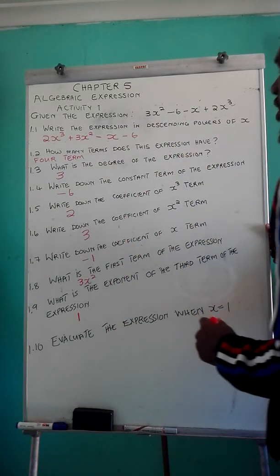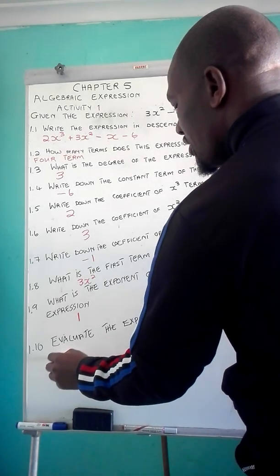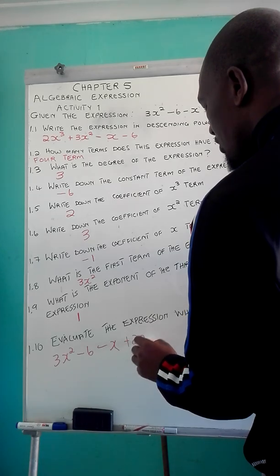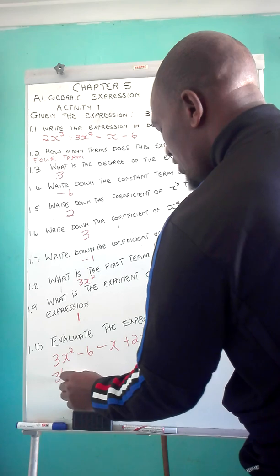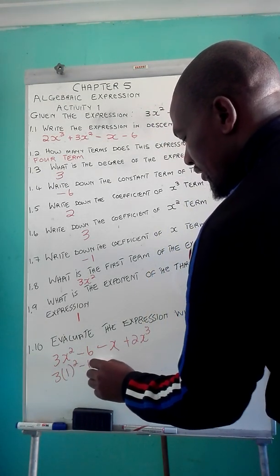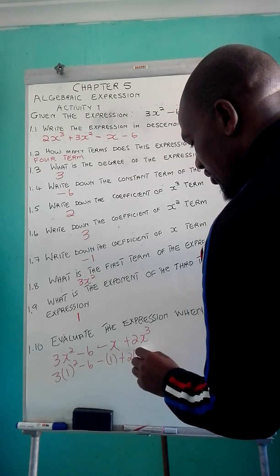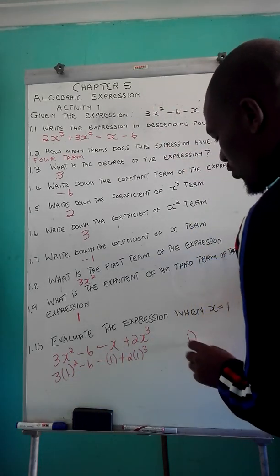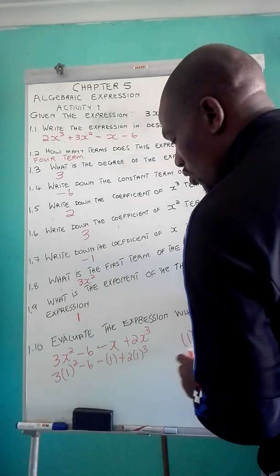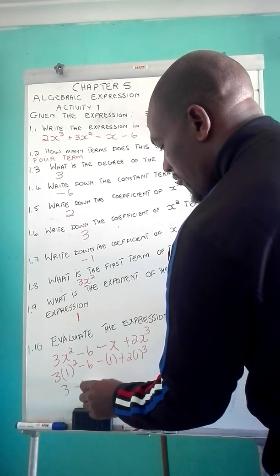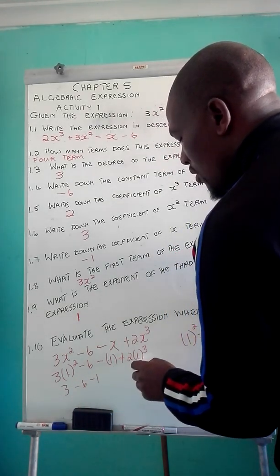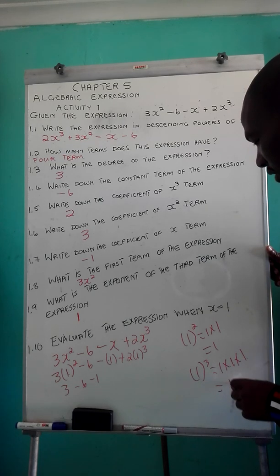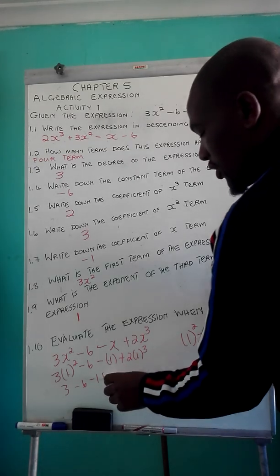Evaluate the expression when x is equal to 1. So this is going to be 3x squared minus 6 minus x plus 2x cubed. You substitute 1 where you see x. 1 squared means 1 times 1, so it's 1. So 1 times 3, it's 3. Then minus 6, and minus 1. 1 cubed means 1 times 1 times 1, which is 1. So 1 times 2, it's 2.